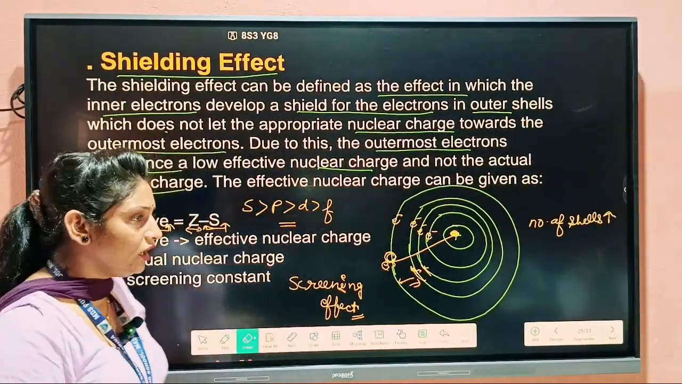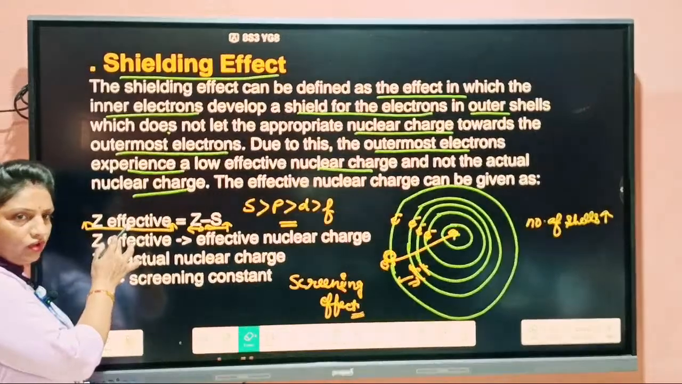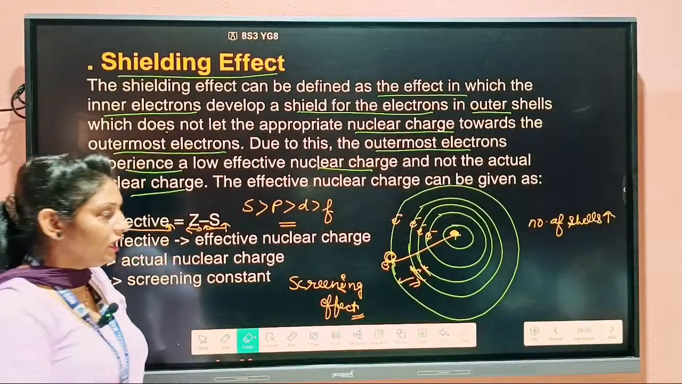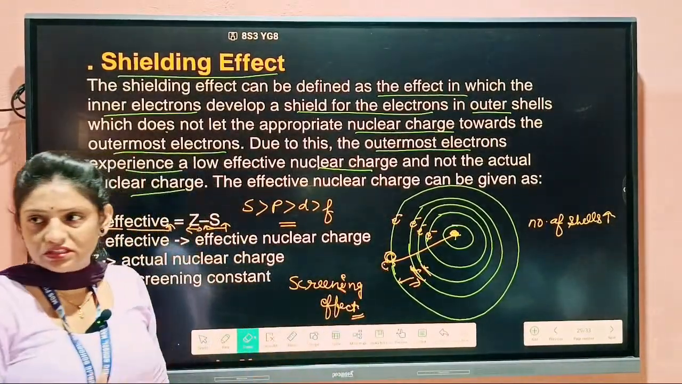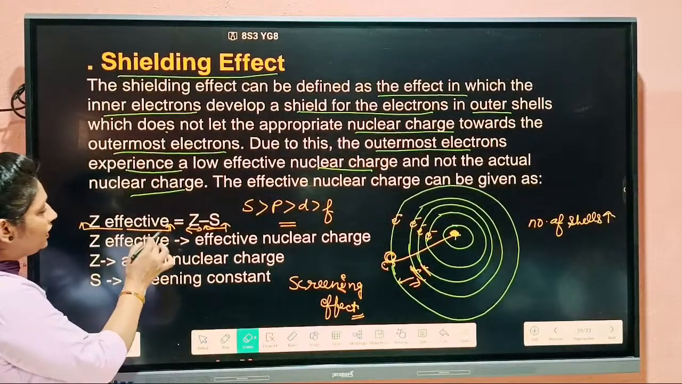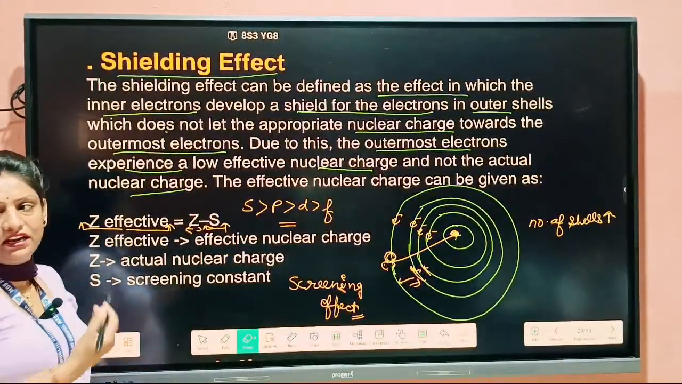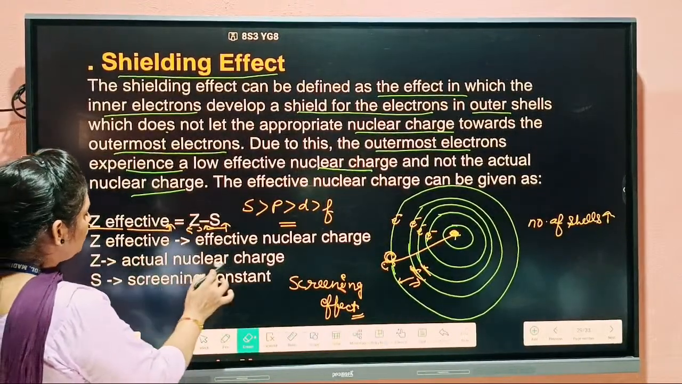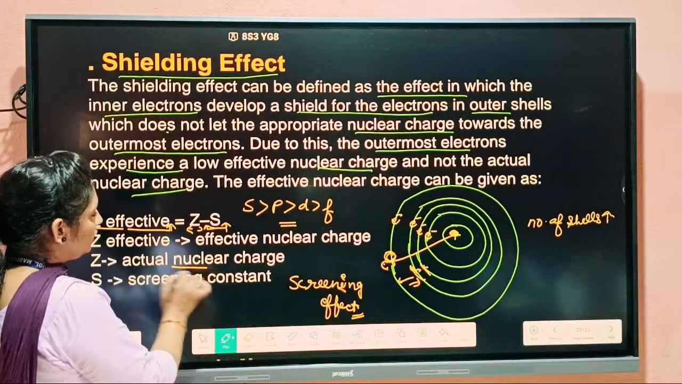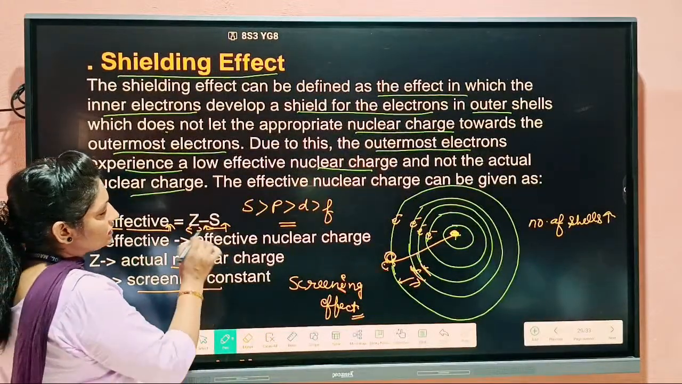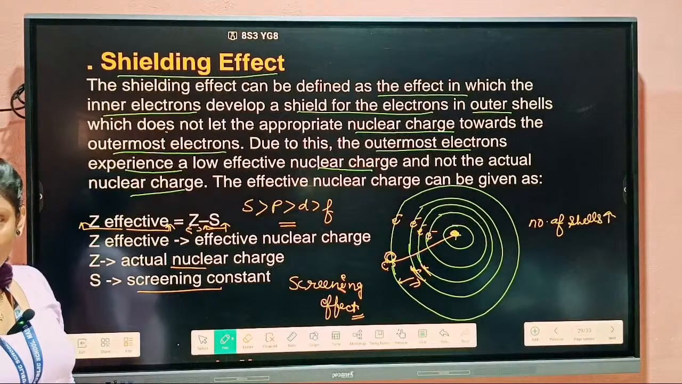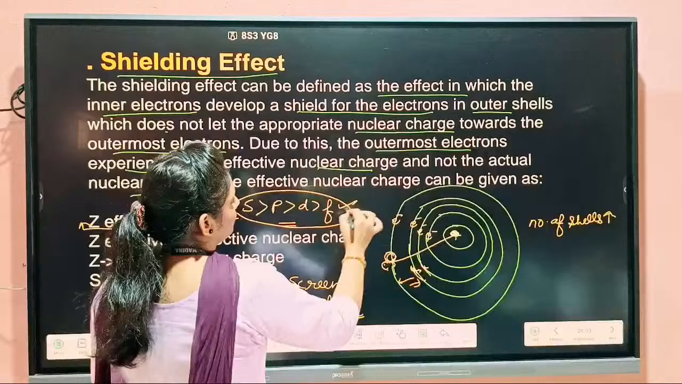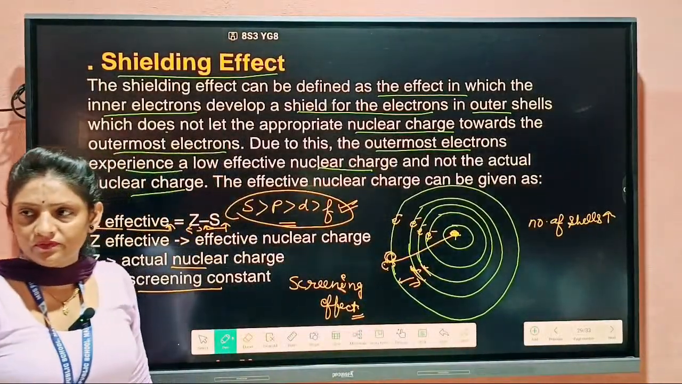And what is the formula for this? This is Z effective. Now, which charge of the nucleus is affecting the outermost electron? That is known as Z effective. So, Z effective is Z minus S, where Z is the actual nuclear charge and S is the screening constant. And what will be the order for the screening effect? It will be the order. Any doubt in this? Okay.